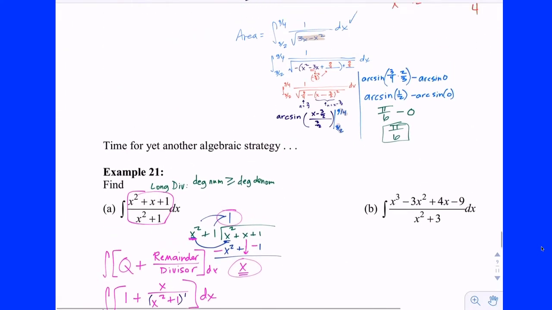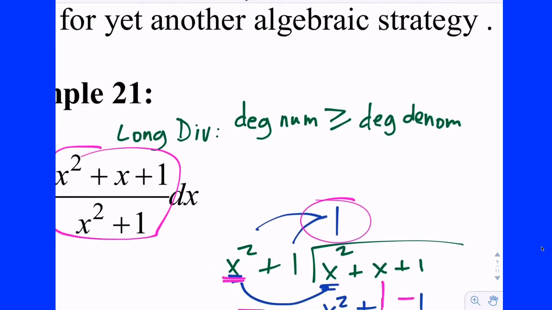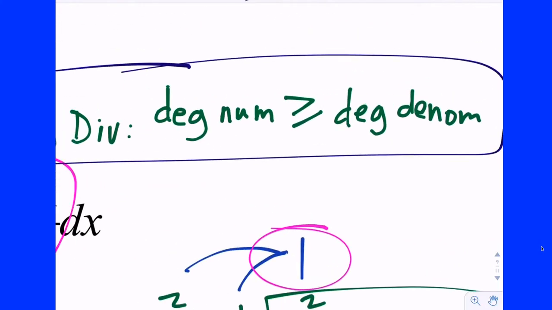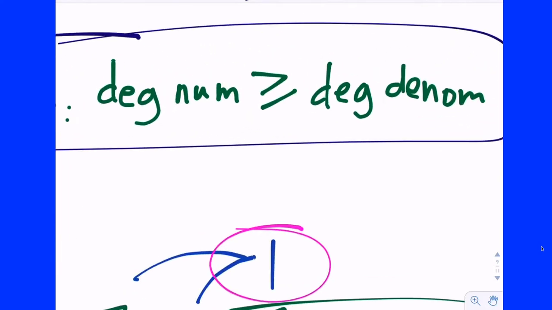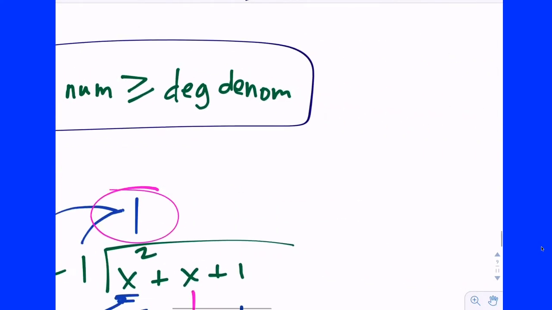All right, so when did long division become a new strategy? When the degree of the numerator is greater than or equal to the degree of the denominator. Letter B.